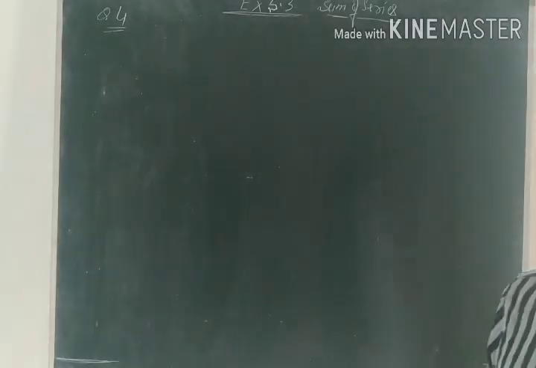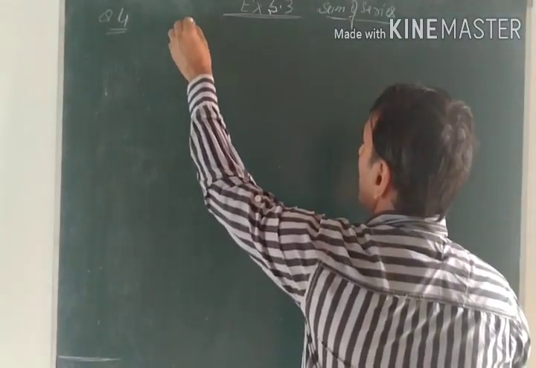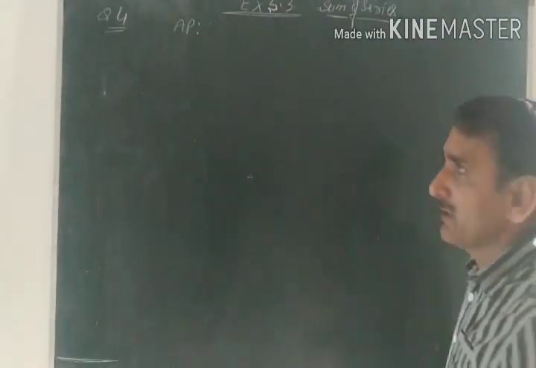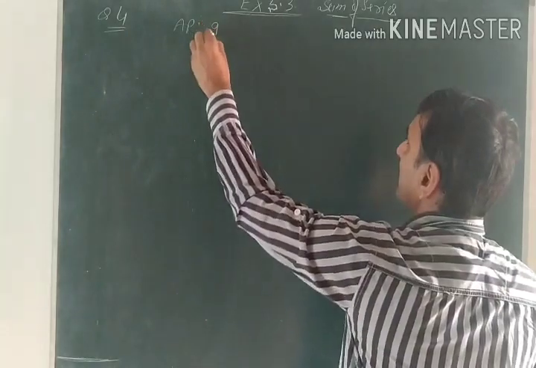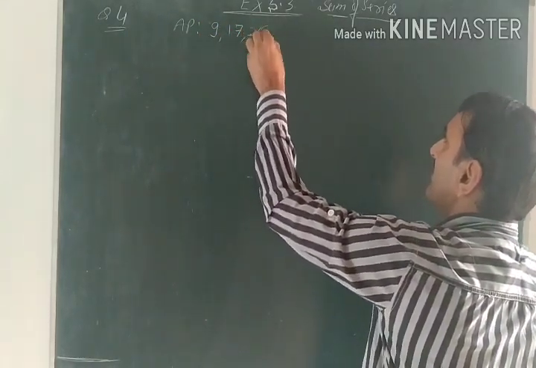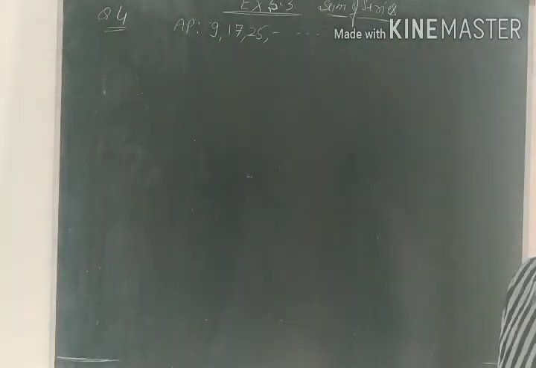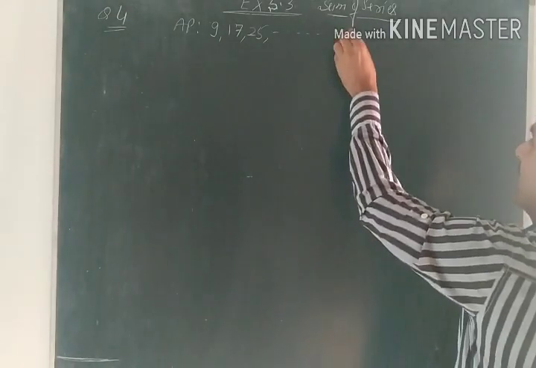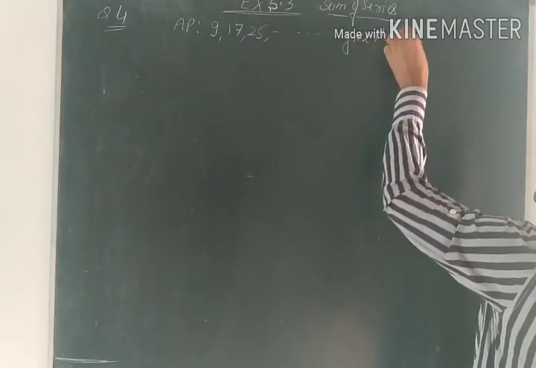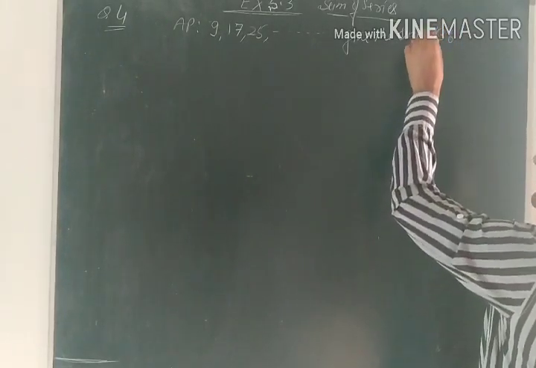How many terms of the AP 9, 17, 25 up to must be taken to give the sum 636?